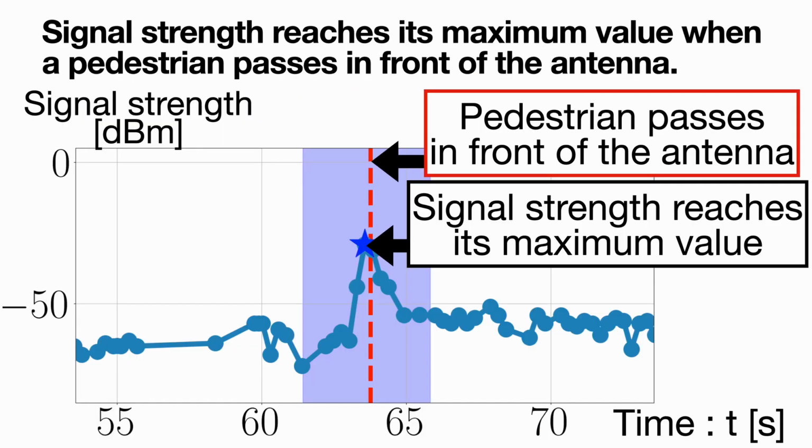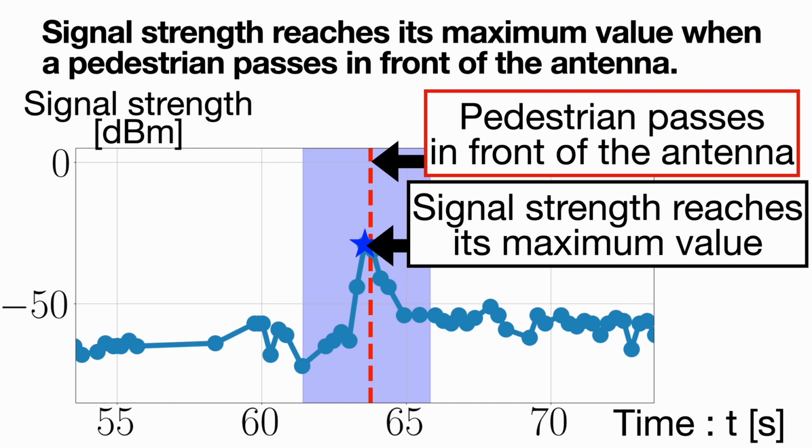This graph shows the relationship between time and signal strength recorded in the experiment. The blue dotted line plots the time and signal strength of the received signal. The red dotted line is the time when the pedestrian reaches the front of the antenna. The blue star mark is the time when the signal strength is at its maximum.